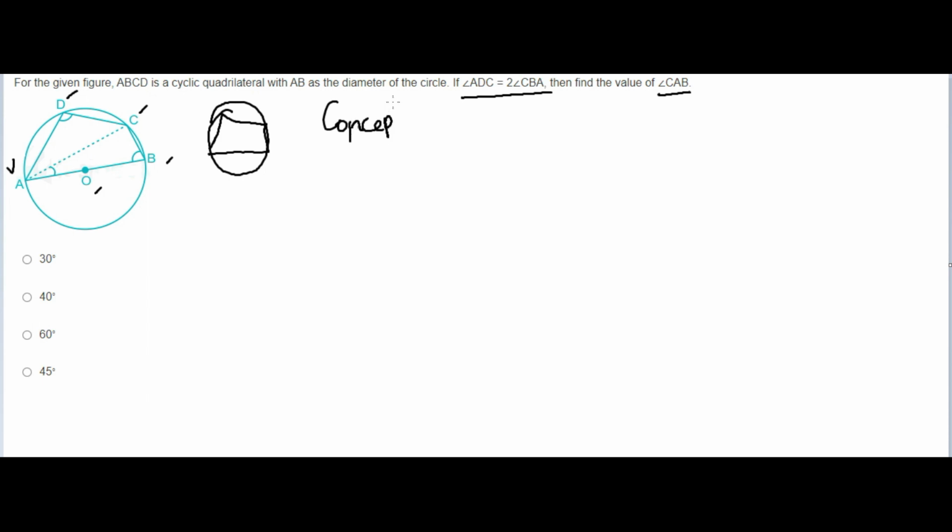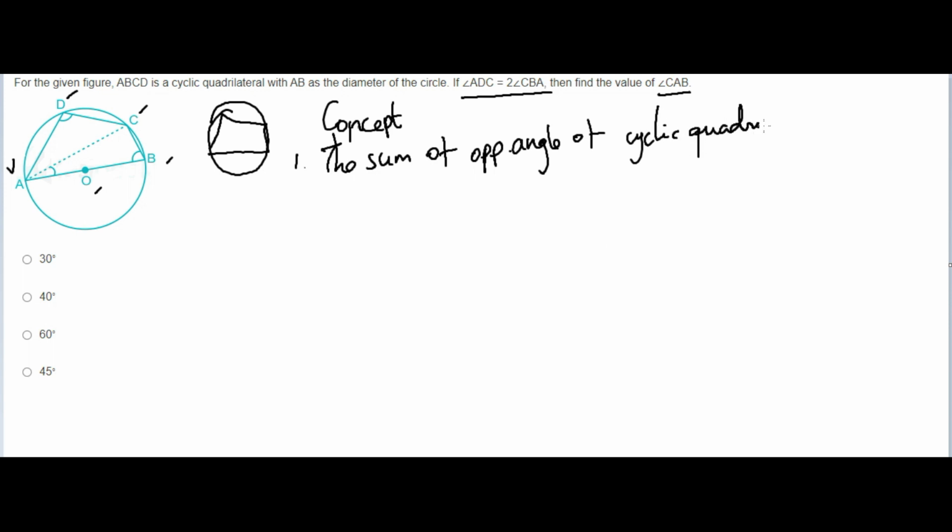The concept of this one: there will be three concepts available. Number one, the sum of opposite angles of a cyclic quadrilateral is equal to 180 degrees. And the next one is the angle subtended.